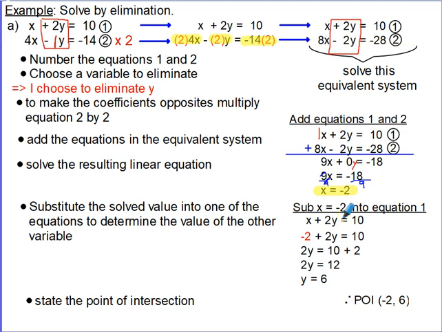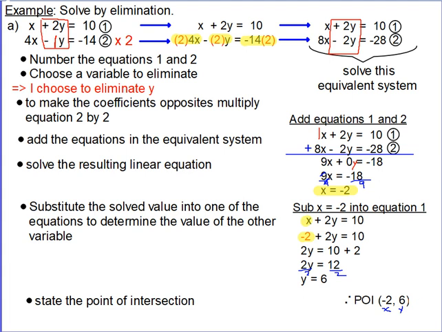But I wouldn't suggest that just because you'll be working with larger numbers. So when you have a variable here, sub it into the original. You use the original equations only because the numbers are smaller. So we sub in that negative 2 for x, and we solve. Isolate y, divide each side by 2, and y equals 6. And then, of course, we always state the point of intersection. X is first, y is second.